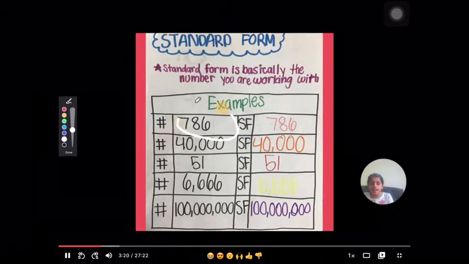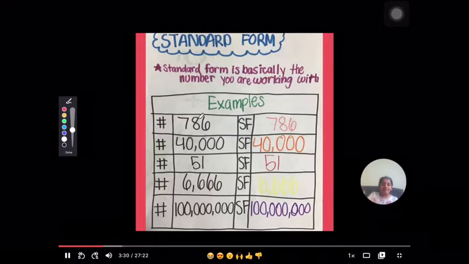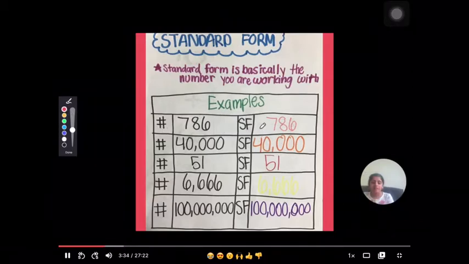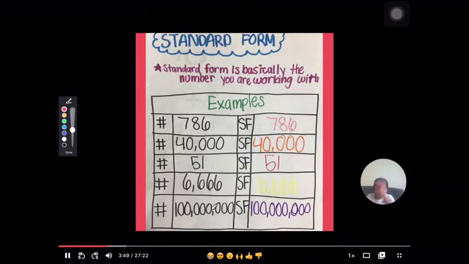First we have 786, and the standard form of that is 786. Okay, because we know that we just write the same thing. We know that standard form is the same thing.